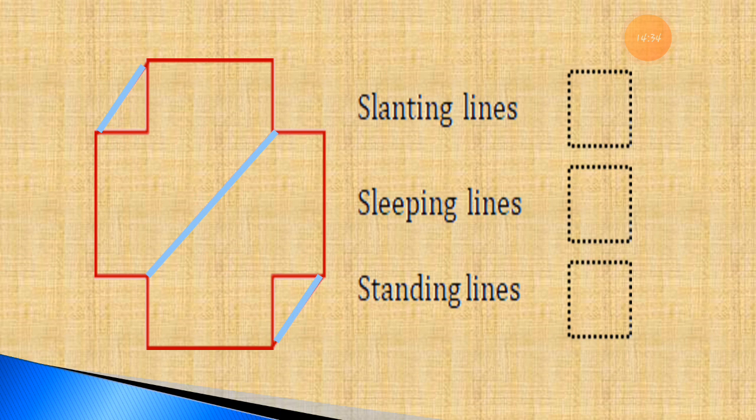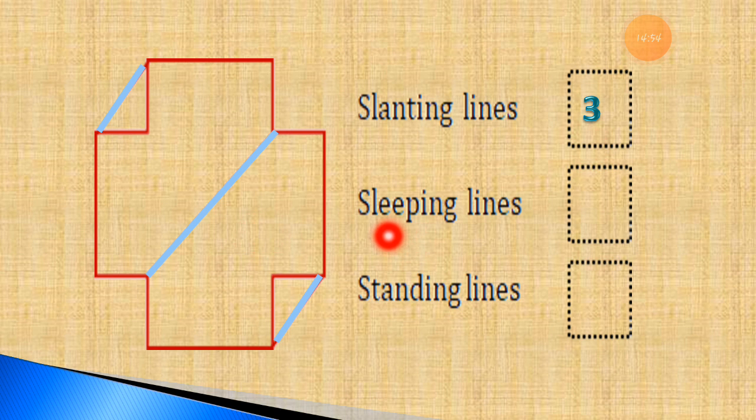So totally how many slanting lines are there in the picture? See this, I write down 3. Total there are 3 slanting lines. This is the first, this is the second, and here is the third one. So total there are 3 slanting lines in this shape.